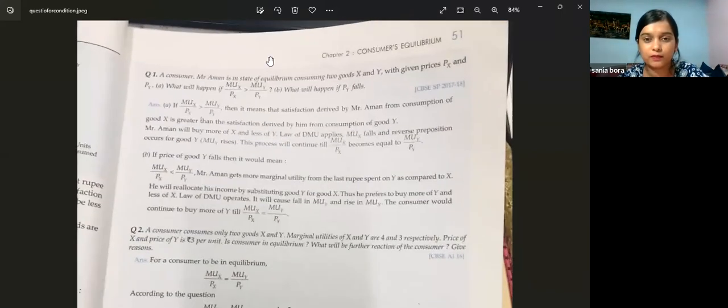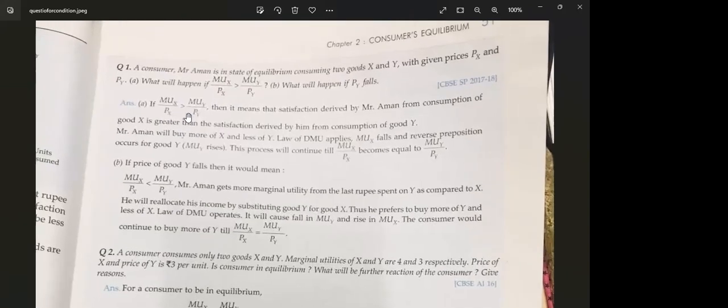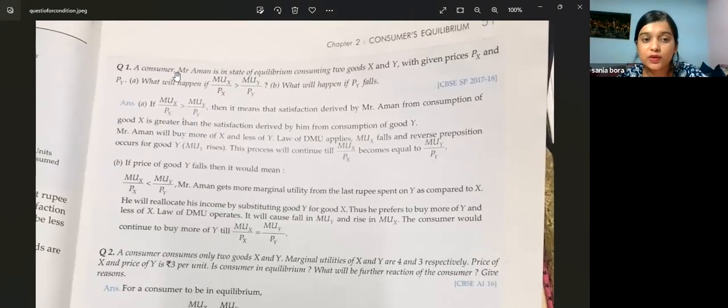So now the question is, a consumer, Mr. Aman, is in a state of equilibrium consuming two goods X and Y. See, this is very important. He is already in equilibrium with the given prices Px and Py. Now they are asking what will happen when MUx upon Px will be greater than MUy upon Py. So you have to write this condition. And then they are asking what will happen if Py falls. If the price of Y falls, what will you do?